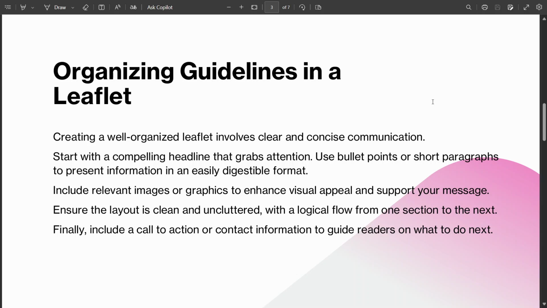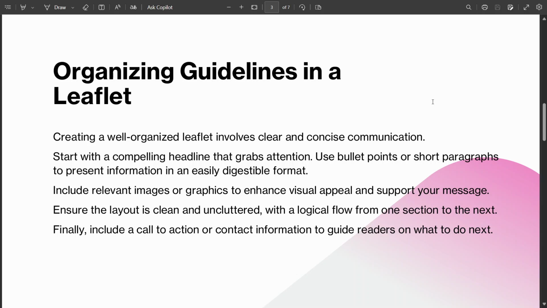So, what do you do? Start with a compelling headline that grabs attention. Use bullet points or short paragraphs to present information in an easily digestible format. Include relevant images or graphics to enhance visual appeal and support your message. This one doesn't really have any place, unfortunately, for most examination circumstances, because you're not allowed to put any images there. You're just writing.